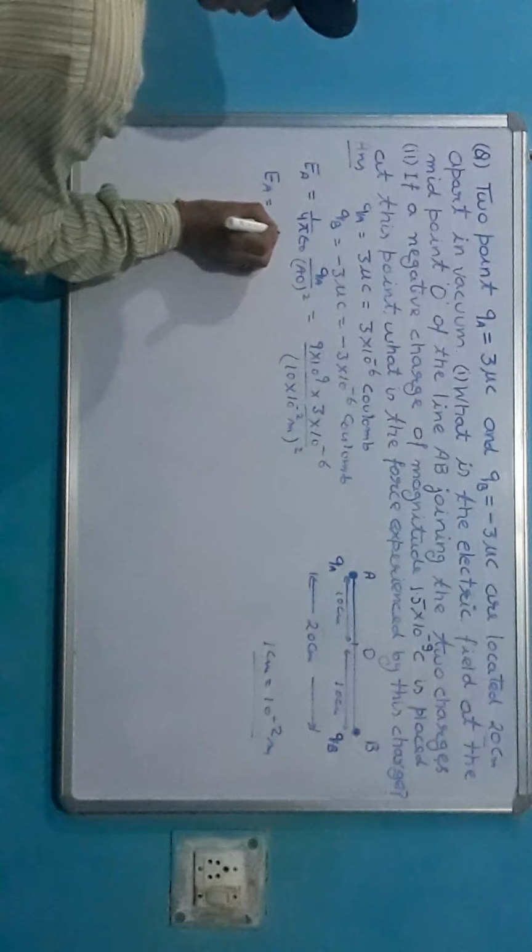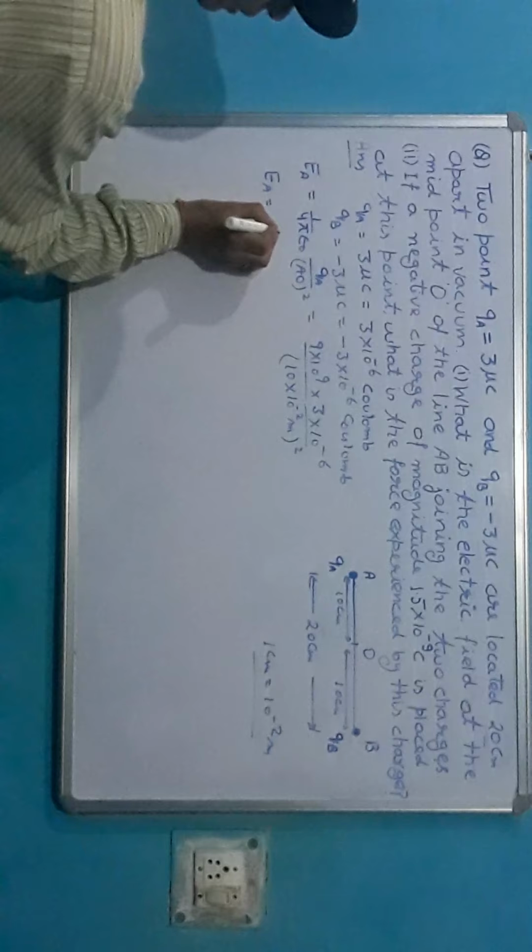So I have to write E1, or you can write EA. EA means electric field produced at point O by charge QA. And that should be equal to, from the formula, 1 upon 4 pi epsilon naught QA, and the distance AO square. Now I am going to place the values: 9 into 10 to the power 9, QA 3 into 10 to the power minus 6, and AO is equal to 10 centimeter. But you have to convert 10 centimeter into meter, 10 to the power minus 2 meter, square.